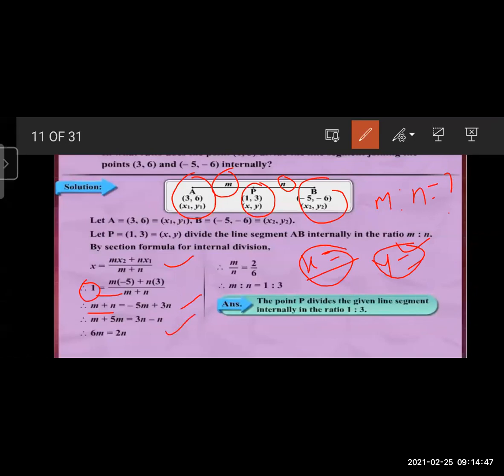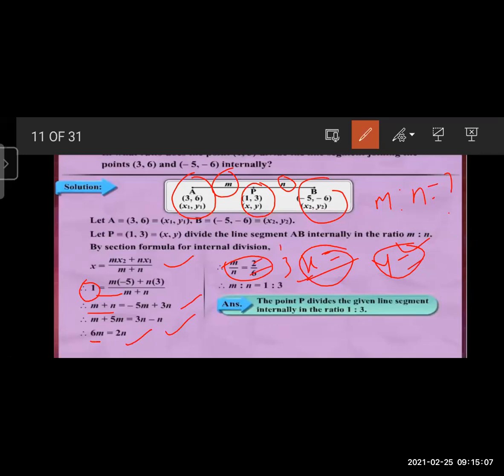So we get m plus 5m is equal to 6m, and 3m minus n is equal to 2n. So here we find the ratio, that is m is to n. So m is to n is equal to 2 by 6. So 2 ones are 2, 2 threes are 6. So here we get m is to n is equal to 1 is to 3.